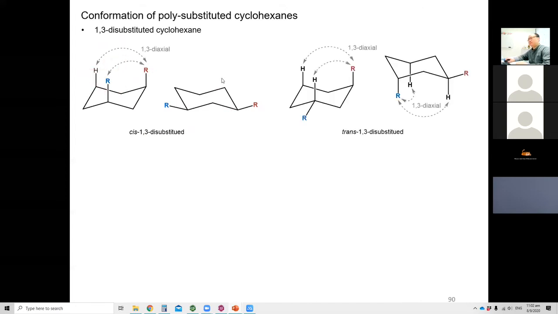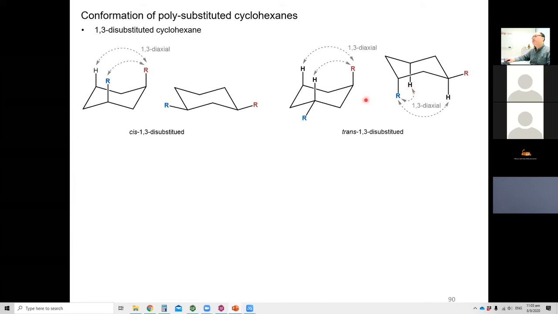But for the trans one, if this R is pointing up, that means this R is pointing down because it's 1,3, so this is equatorial. So the 1,3 diaxial interaction now only exists between this red R and the two hydrogens here. So one pair, two pair. There's no 1,3 diaxial interaction between these two hydrogens. Then if you flip the ring, this R is still pointing up, but it's equatorial. This R is still pointing down, but now axial. Now you have another pair of 1,3 diaxial interactions. So this blue R is now interacting with this H and this H.